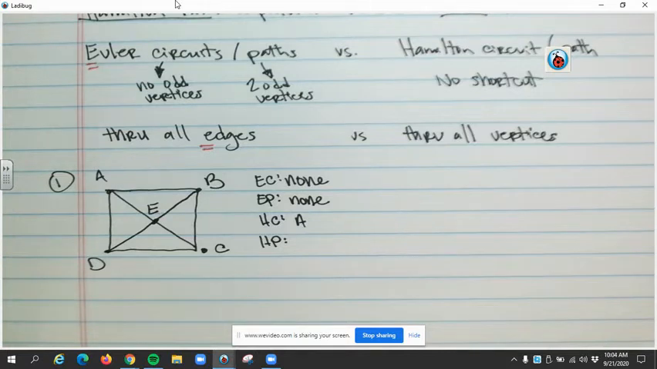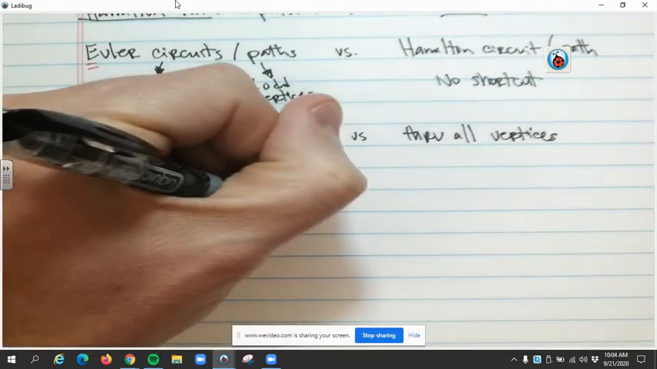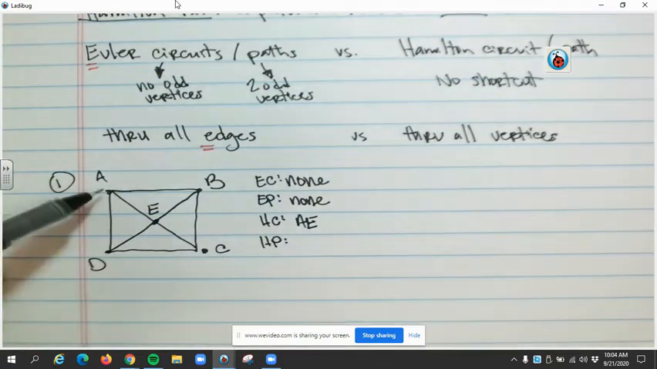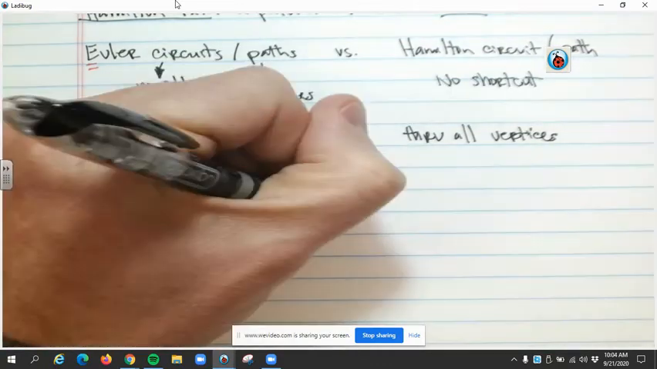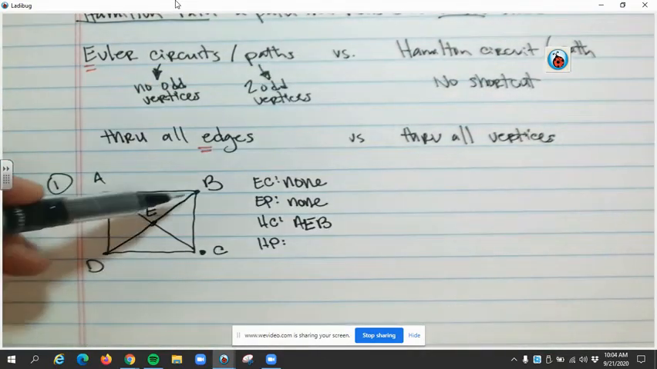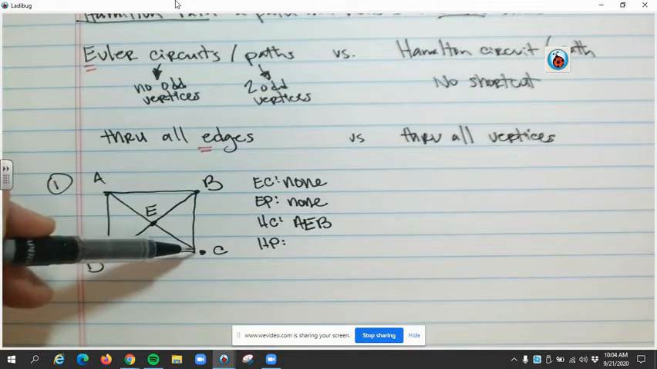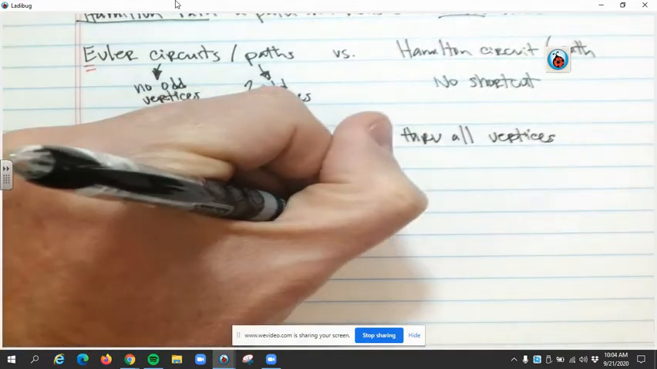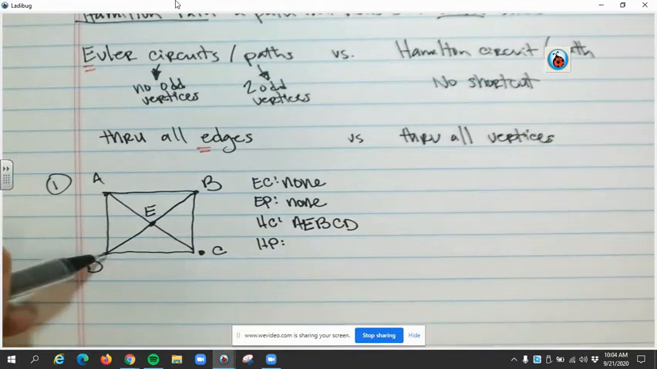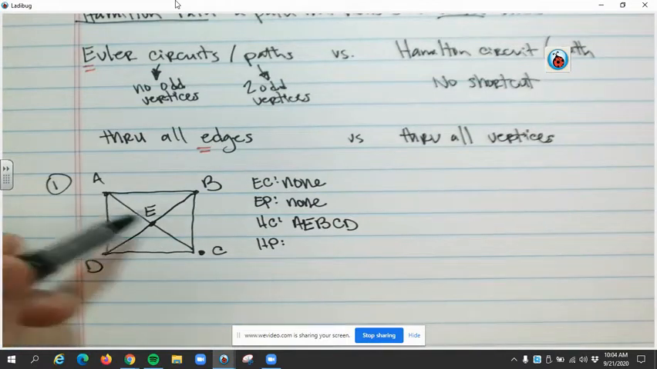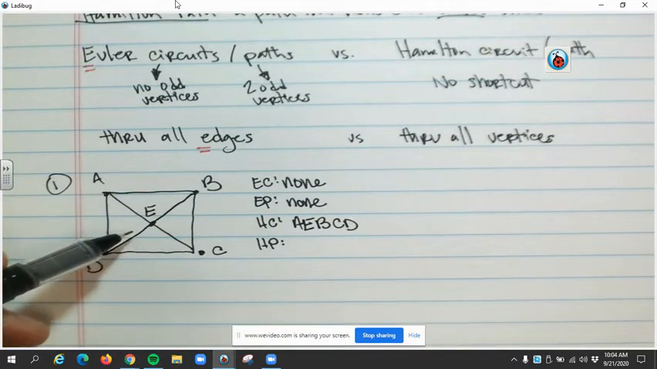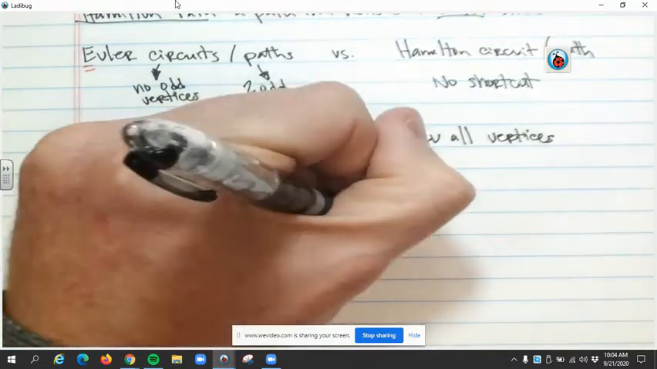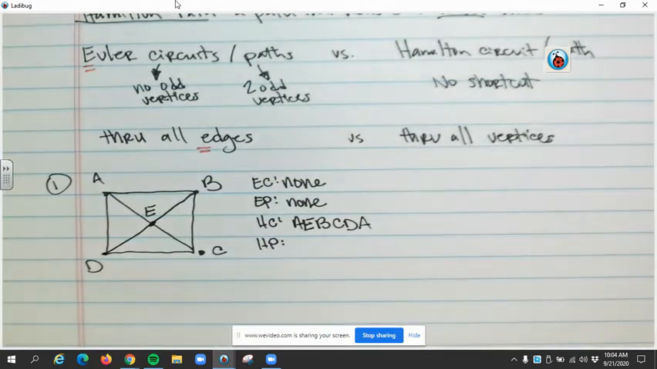So I'm going to go from A to E, E to B, B to C, C across to D. I've been through all my vertices, so now you go back and you close your circuit by going back to where you started from, which is vertex A. Again, that's just one possibility. There are lots of choices you could do.